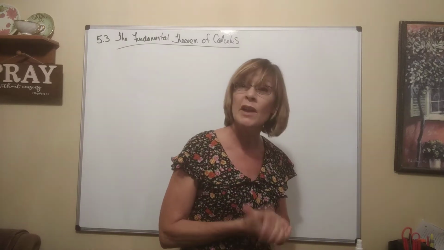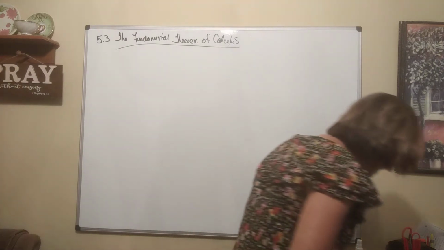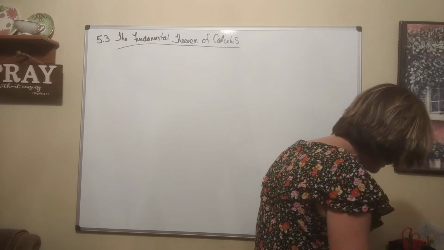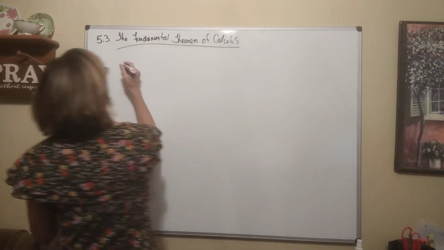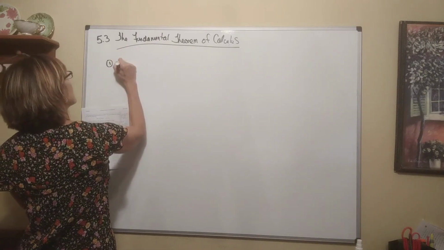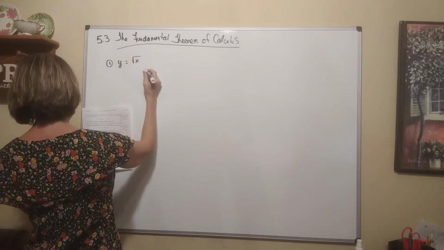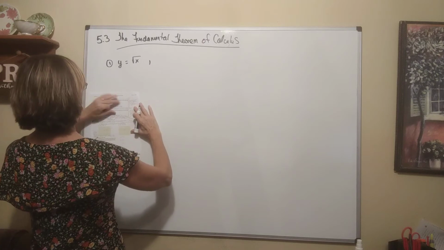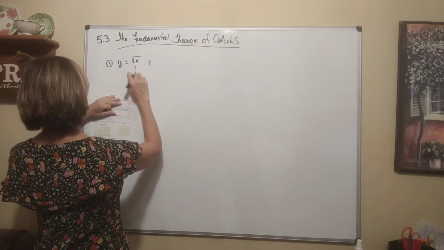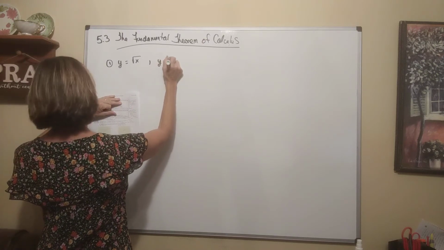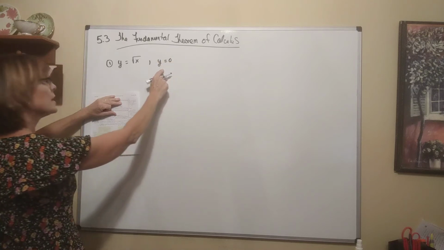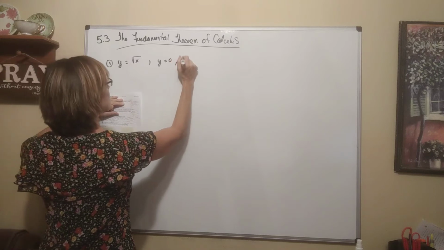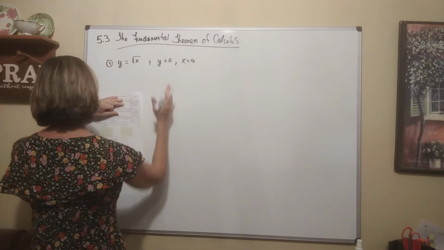Let's go ahead and use it. We've got a few examples here. Number 1: sketch the region enclosed by the given curves and calculate its area. Y is equal to the square root of x, and they want us to calculate the area enclosed by this curve and y equals 0, which is just a horizontal line, otherwise known as the x-axis, and the line x equals 4, which is a vertical line.